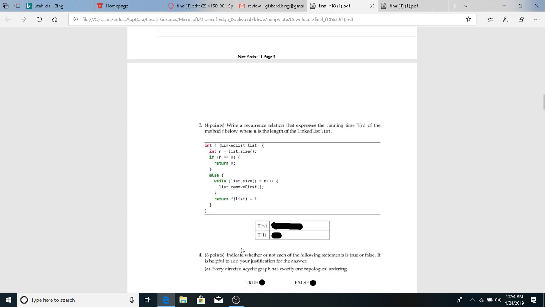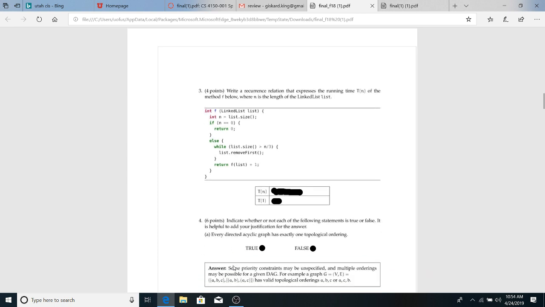So the first question is, does every DAG have one topological ordering? So is that true or false? False, right? Because you could have conditions where maybe two elements could be swapped in the topological ordering. Cool. Nice, you guys got that one right.